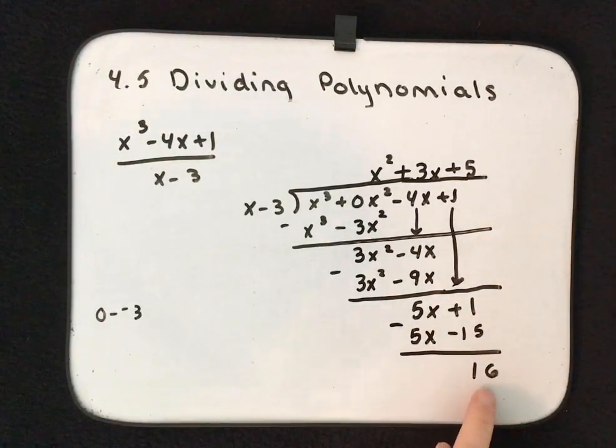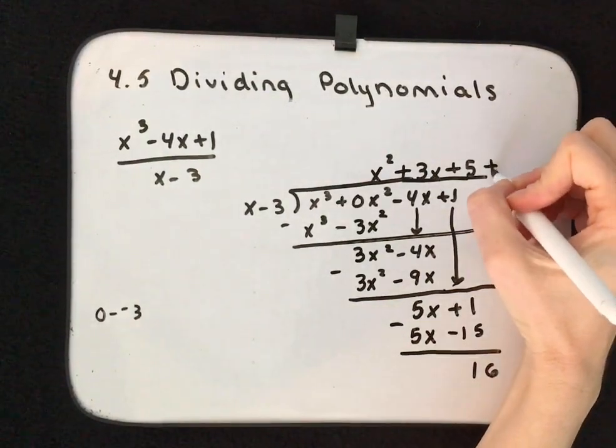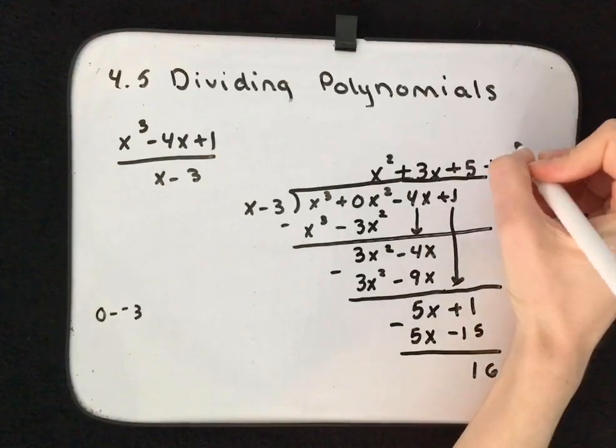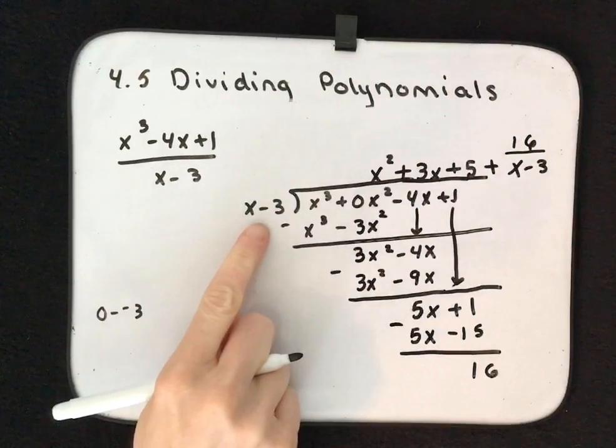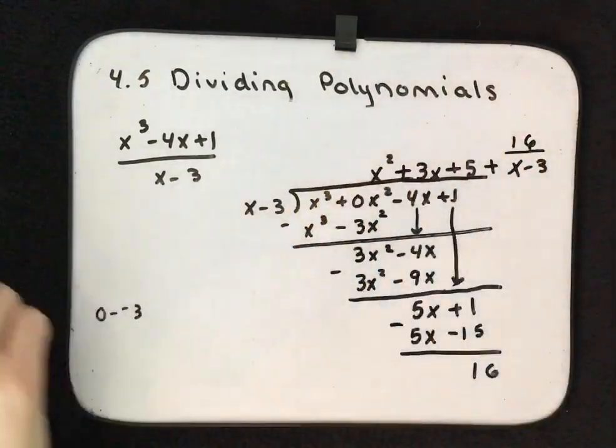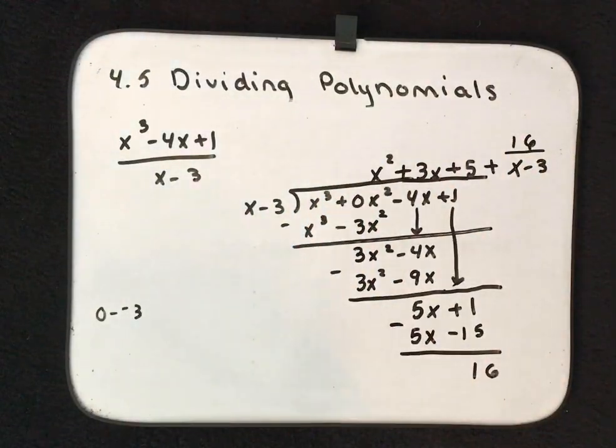Now notice we didn't get 0 this time. In the last couple examples, we had 0 once we finished our division. This time we didn't get 0, so this is what's called our remainder. So to write the remainder, you put it right next to it. It's a positive, so I'll do plus. And it's 16 over x minus 3 from right here. So that is the result of our division.